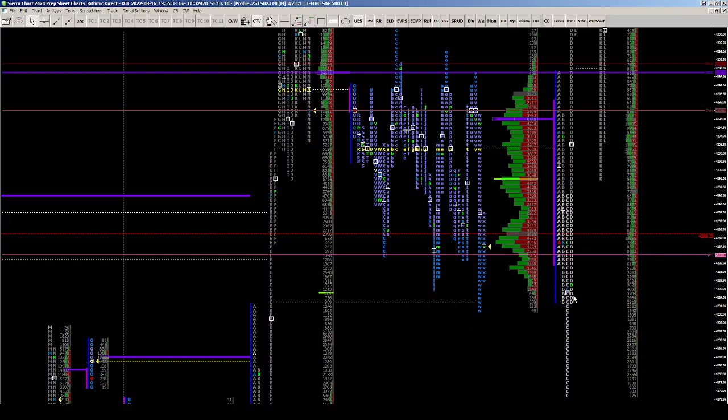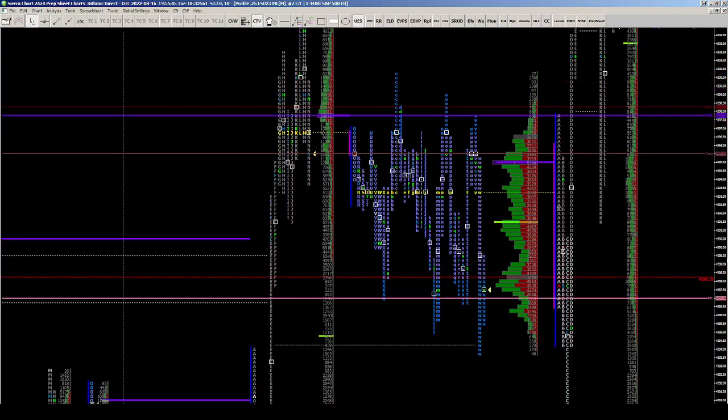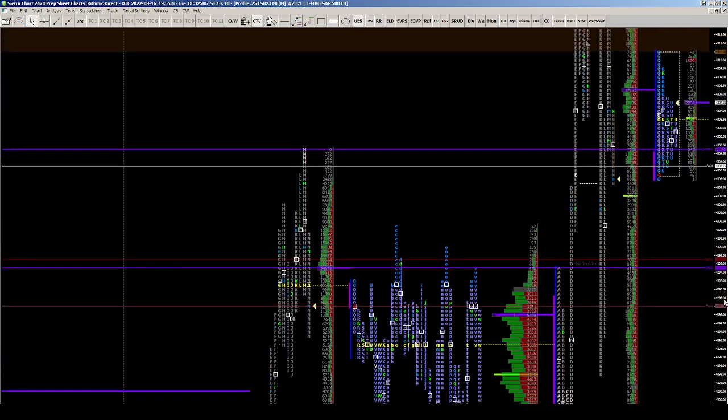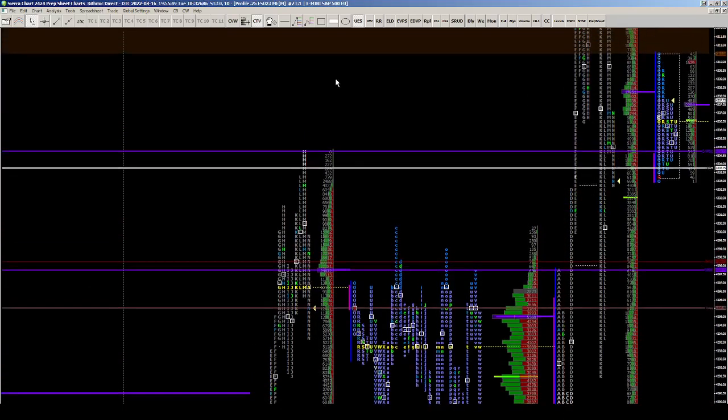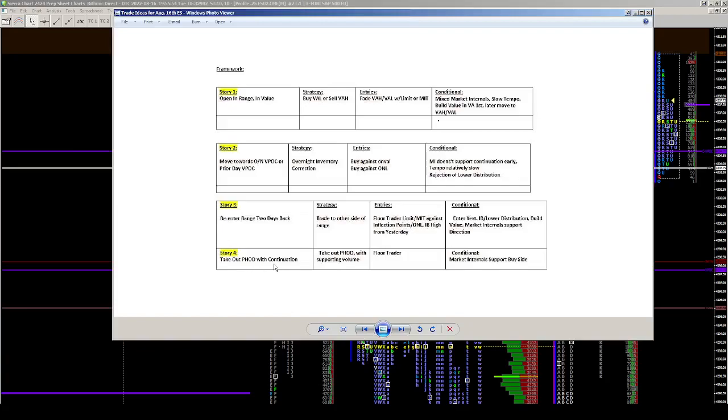We continued back this time, and this is when you see a big move to the upside. We come back all the way through here, all the way through the IB, and then the plan for story number 4 was to take out the previous day's high with continuation. Take out the previous day's high with supporting volume. That's the strategy. There's an entry I use, and the condition is that the market internals support the buy side.